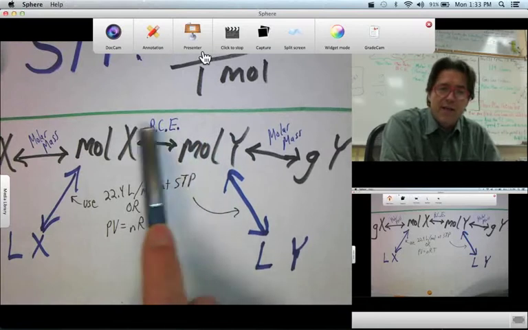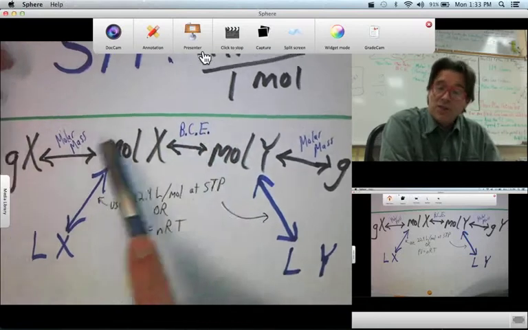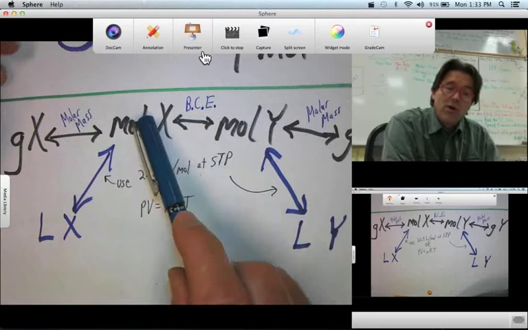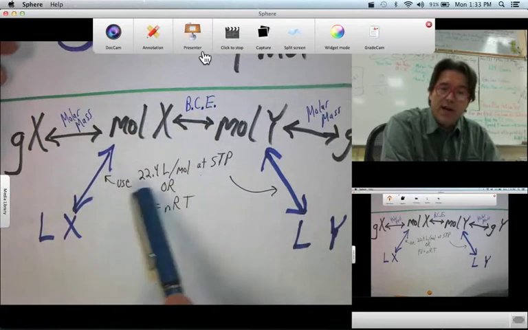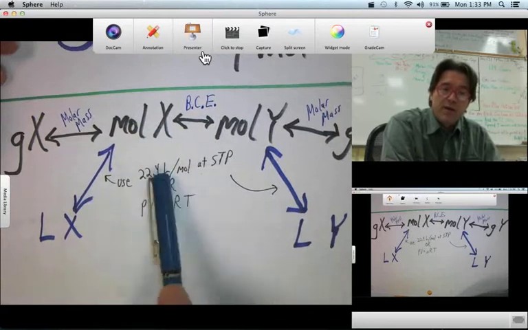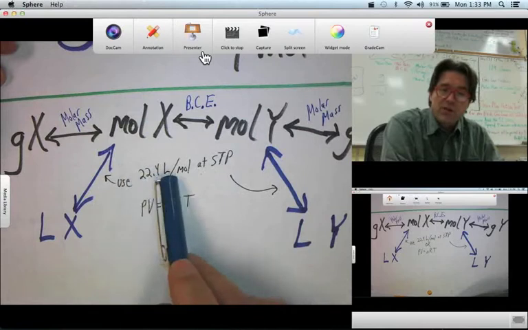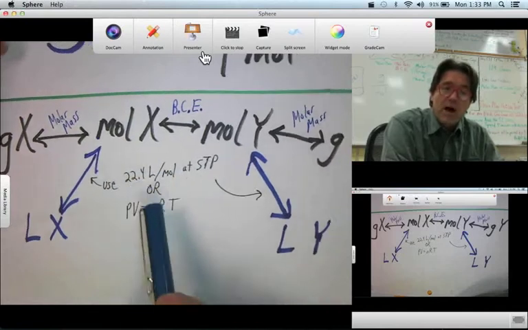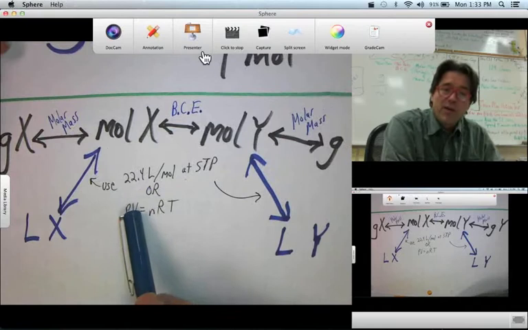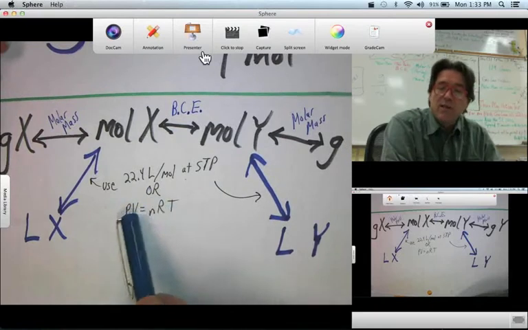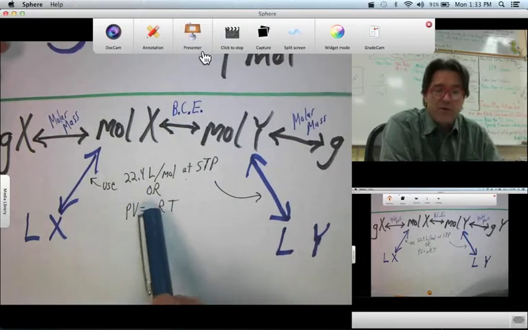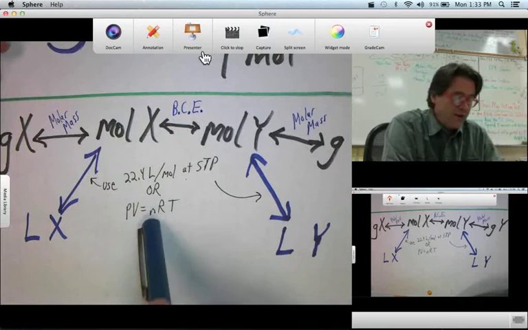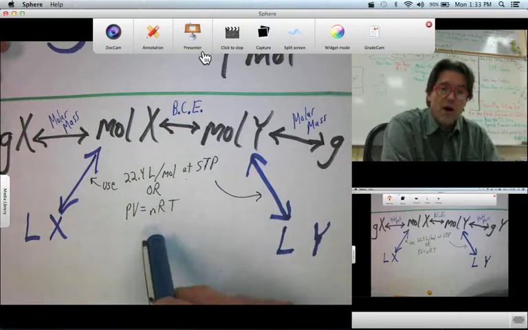And in gas law stoichiometry, we can also go from moles to liters. If we're at STP, then we know it's 22.4 liters per mole. But if we're not at STP, we can use PV equals nRT, assuming we've got enough of the variables identified and we know the quantities. Okay, so let's do the problem.